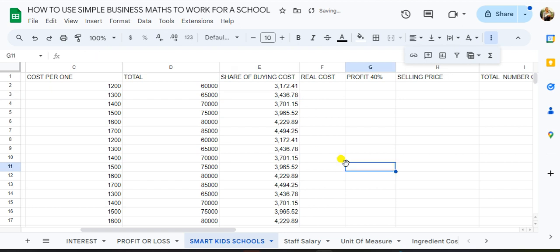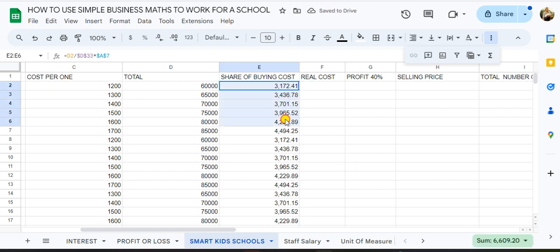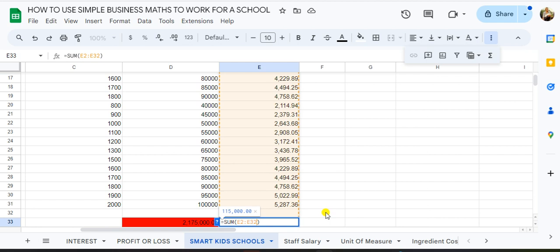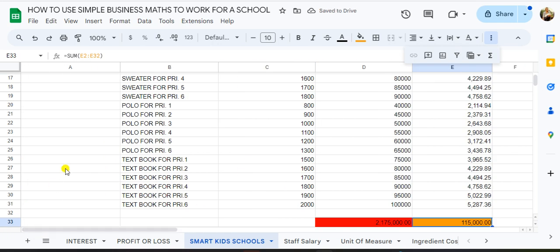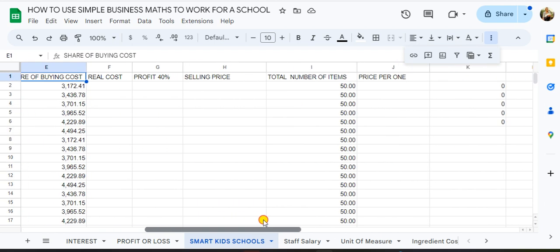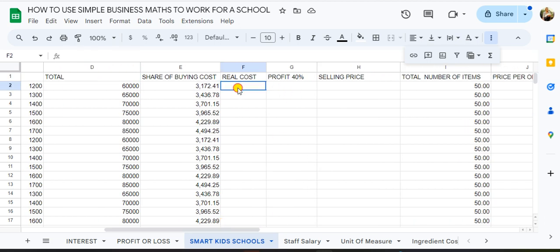It does the calculation for us, you see. So we are going to sum this up. If we don't get the amount we got from the buying cost, that means there is an error somewhere. So you just click on the sum. You see, you have 115,000 naira, which is also what we got here, right? So we are correct here. You see how simple it is. Now you are going to get the real amount of money it costs the school to buy all these school materials they are going to sell to their students.